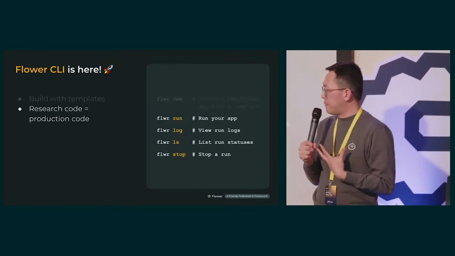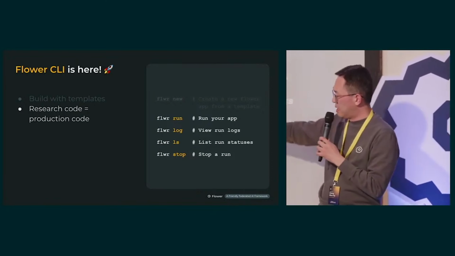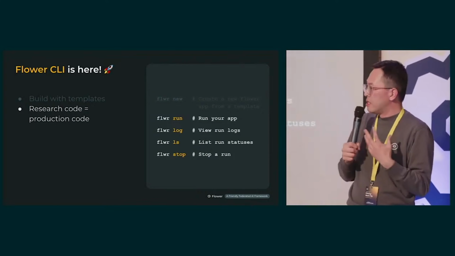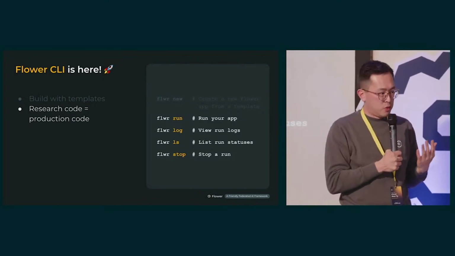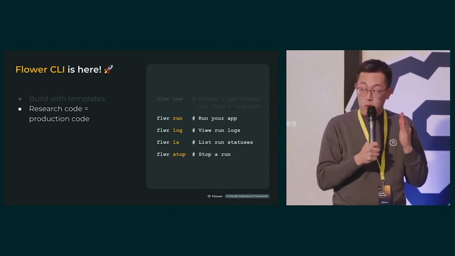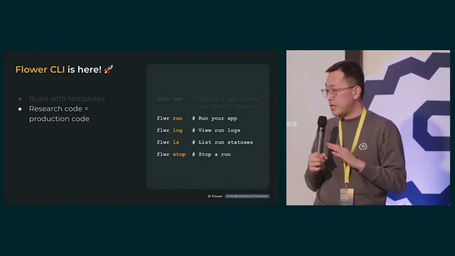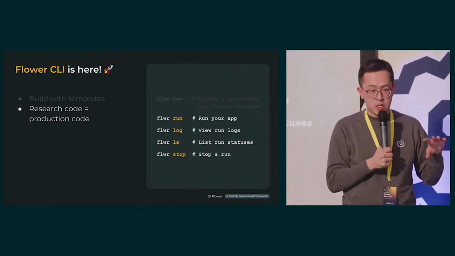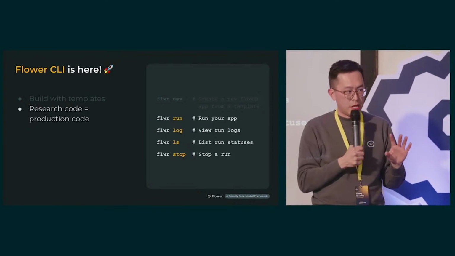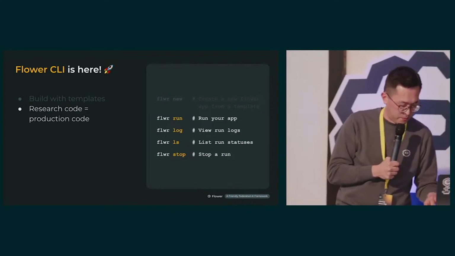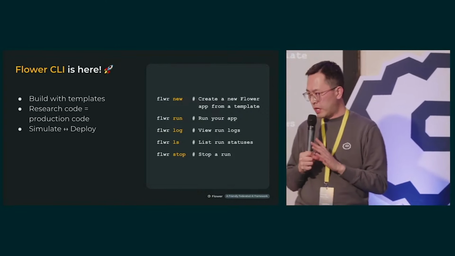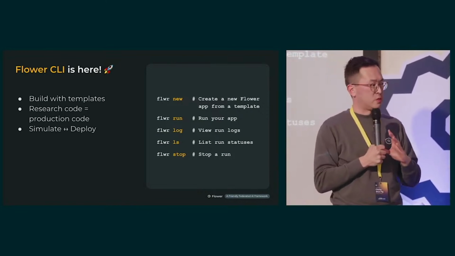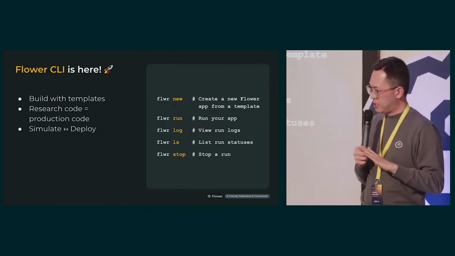In addition to all of these, you have the Flower Run, Log, List, and Stop commands. All of these are the crucial commands that you need to actually execute your Flower apps, right? But what this also means is that you can very seamlessly use the same workflows that you are familiar with in your research, also in production. So there's no change in the user experience itself. That means you can very quickly iterate between your simulation environment and your deployment environment. So it will be very, very familiar and nothing will have to change.